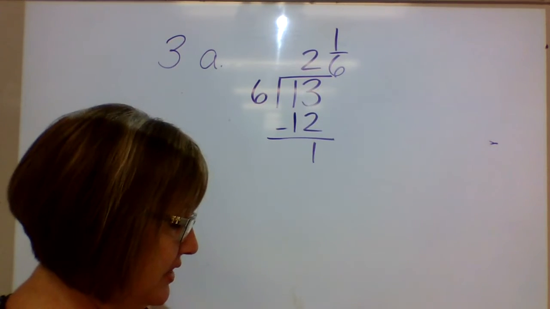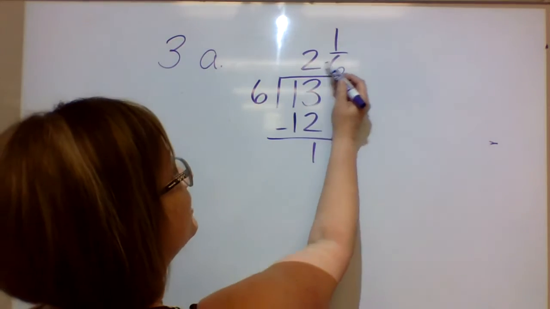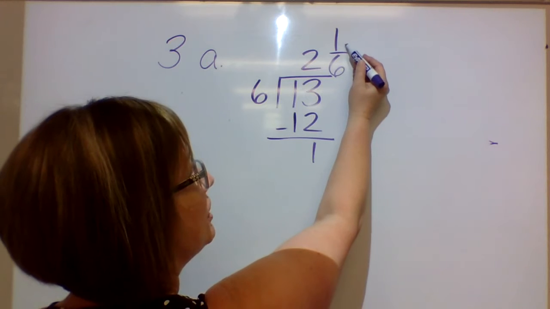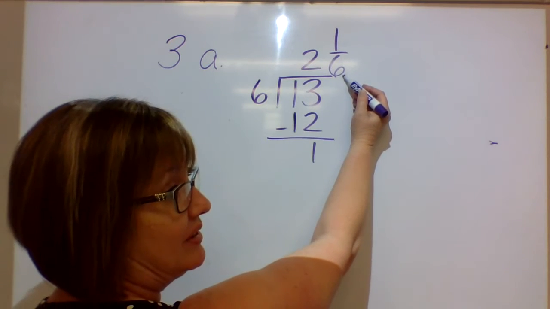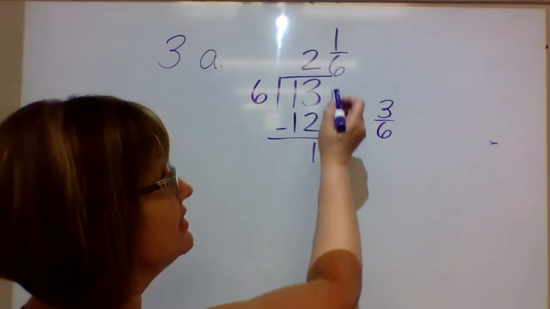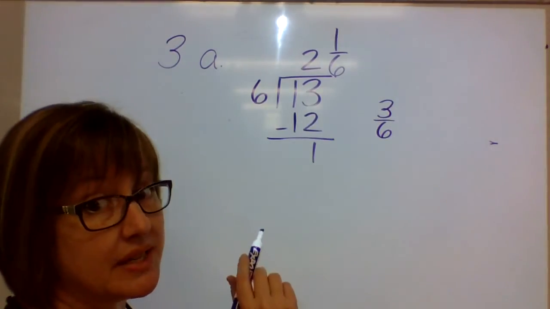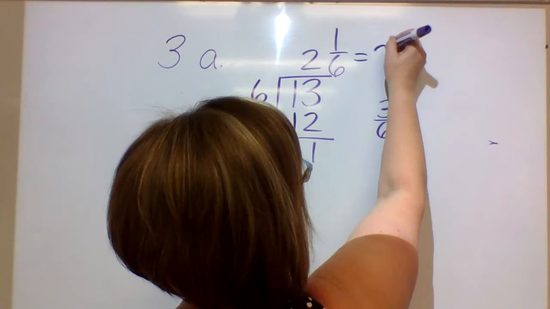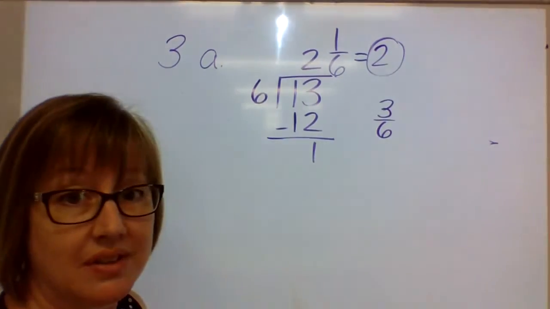And it says to round it to the nearest whole number. So is 1/6 smaller or larger than 1/2? 3/6 would be half in sixths, right? So 1/6 is smaller than 3/6, right? So that makes this one round down to 2. Do you see?